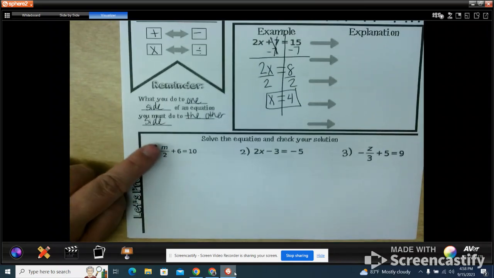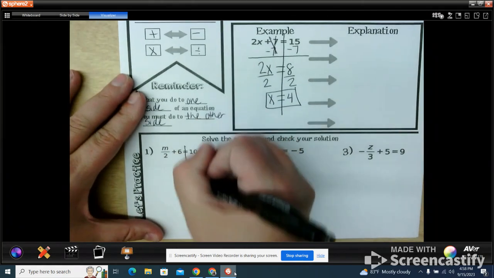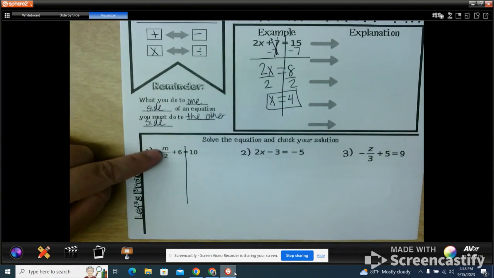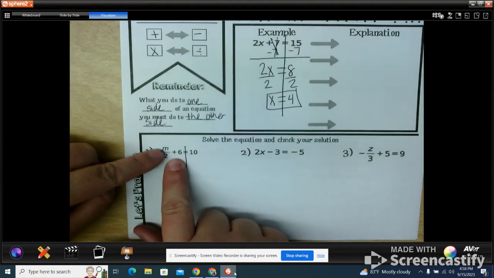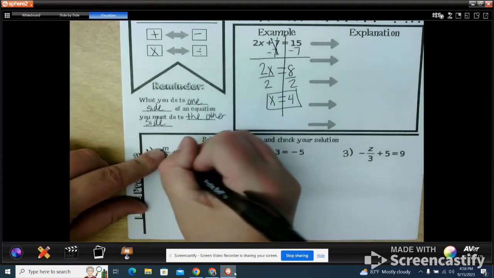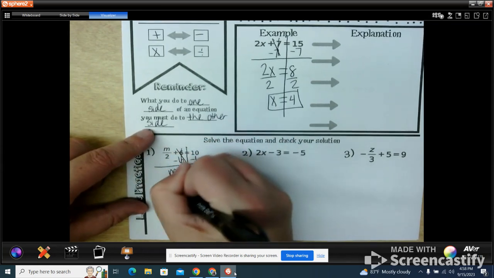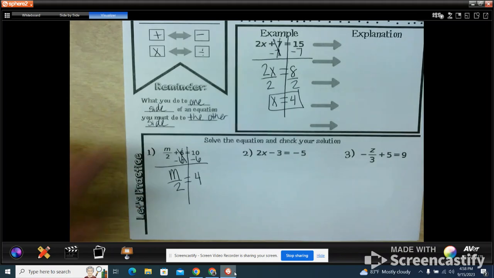So I have m over 2 plus 6 equals 10. So I'm going to draw that line down the middle. Then I'm going to identify my variable. We're going to move our addition and subtraction over. So if it's plus 6, we're going to minus 6 on both sides. Bring down m over 2. 10 minus 6 is 4.